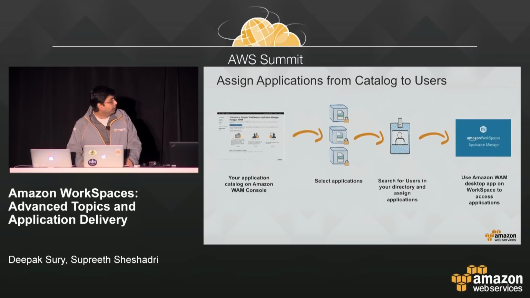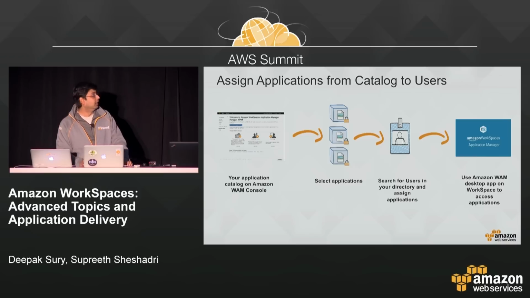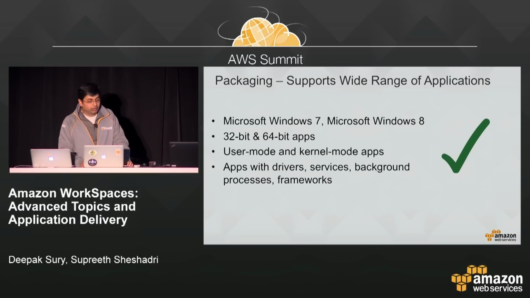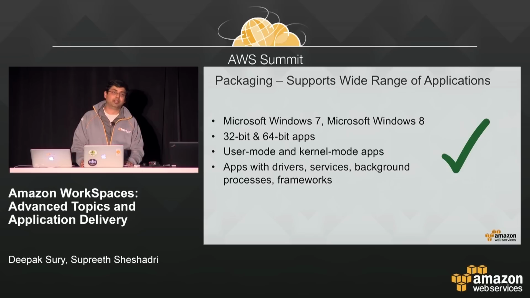Once you have added your application to your catalog, you select a set of applications, and then you enumerate your users and groups in your Active Directory, and then you just assign the applications there. So the IT admin just expresses the intent, and then Amazon WAM honors the intent by configuring the policy, allowing you to control versions, and then allowing those applications to be delivered in a secure manner to the workspaces. We want to support a lot of applications that were built for Windows 7 and Windows 8. We also support applications that are 32-bit and 64-bit, and pretty much applications that are written for our desktop operating system.